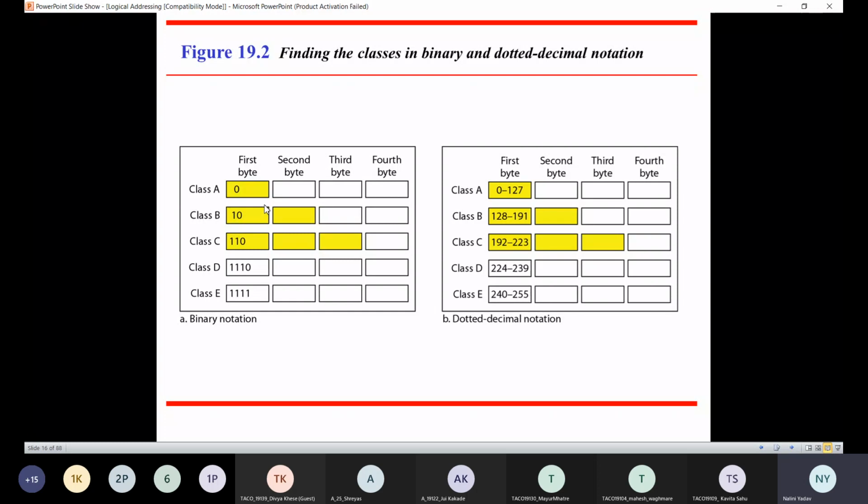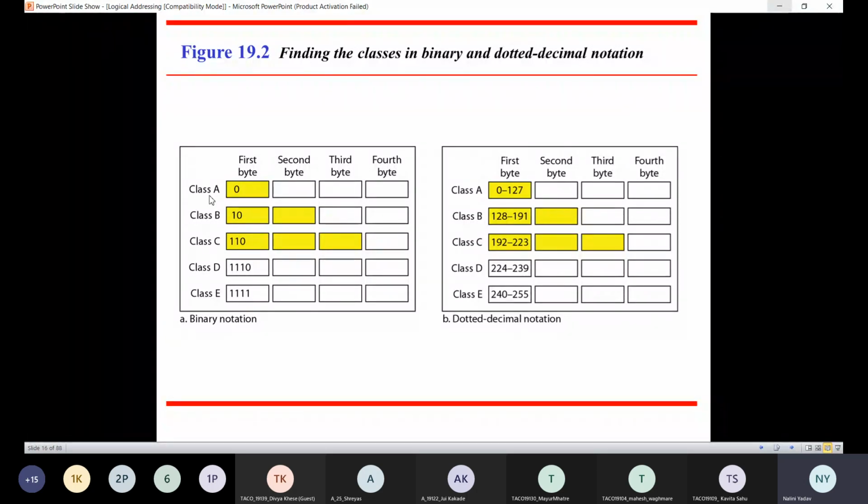Now look at the screen. This complete image will be helpful for the notation of the classes and how the classes are differentiated from each other, correct? Look at this first image, image A, which is the binary notation. As you see from the screen, in an IP address we have 4 bytes. Out of those 4 bytes, when the first bit of the first byte is set to 0, it means that that particular IP address belongs to class A. Understood, all of you? That is the class A notation.